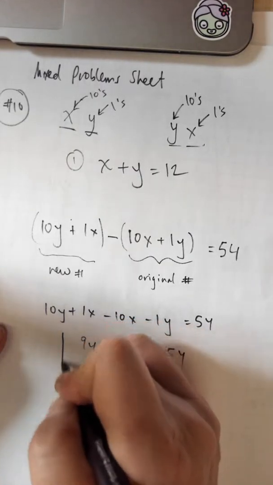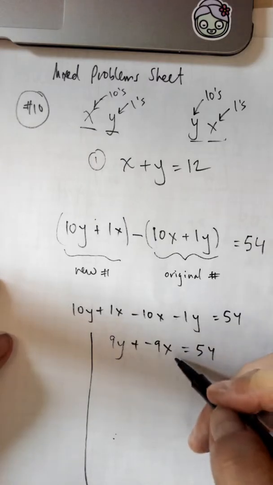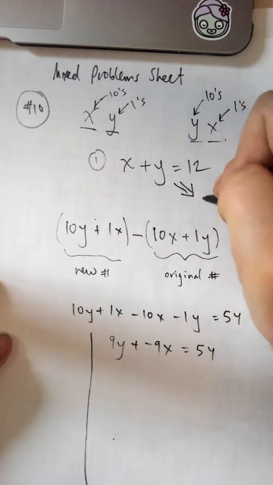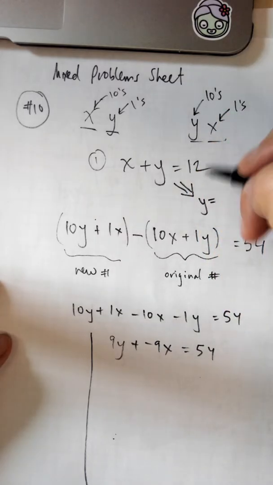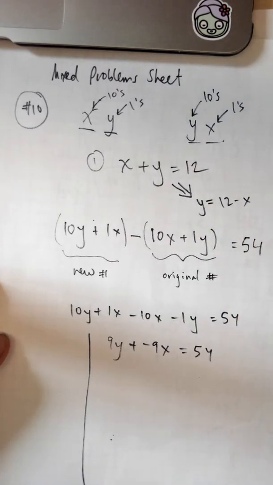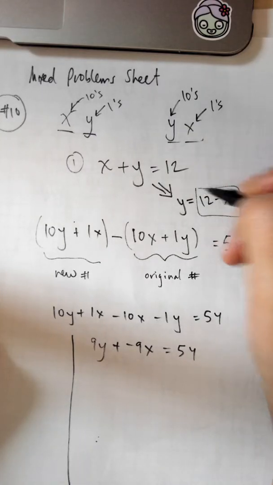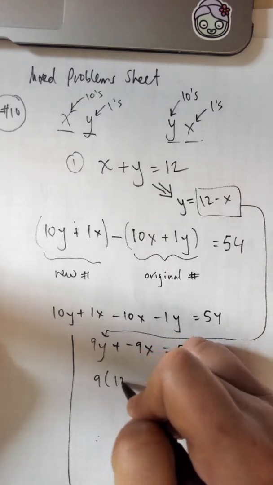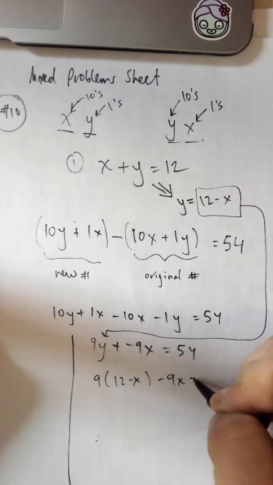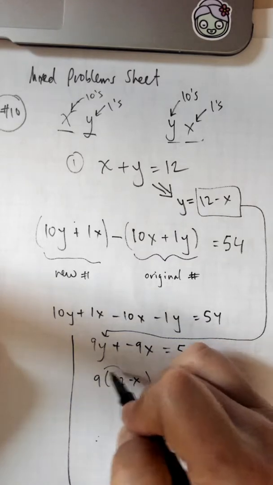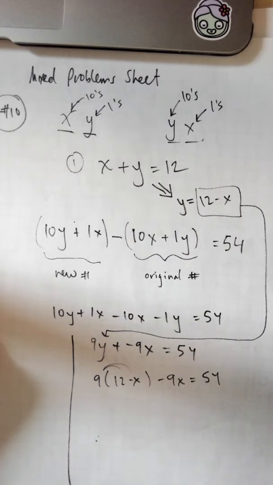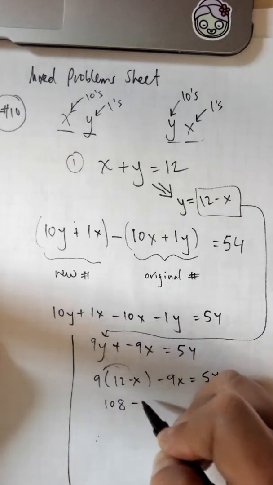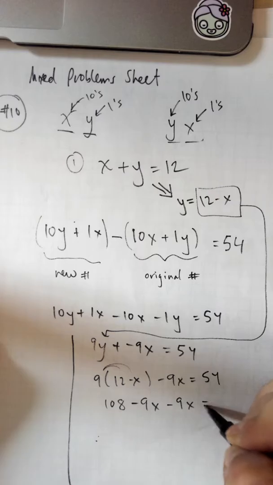I feel like I should solve the problem in two ways. So let's just use substitution at this point. We knew that x plus y was equal to 12, so we could change that equation to y equals 12 minus x. So I can plug in 12 minus x where I see the y here. So 9 times 12 minus x minus 9x equals 54. We distribute 9 times 12, 108, minus 9 times x minus 9x equals 54.